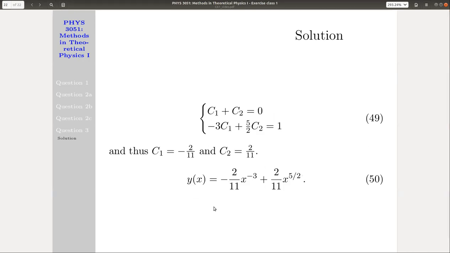Then you can just solve these two linear equations, and you should be able to get C1 equal to -2/11 and C2 equal to 2/11. Then this would be the final solution.